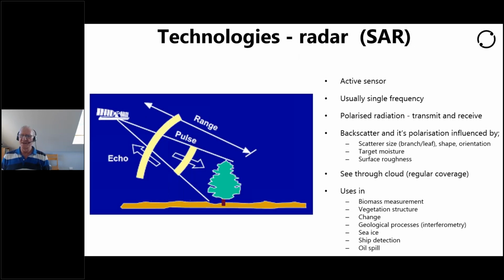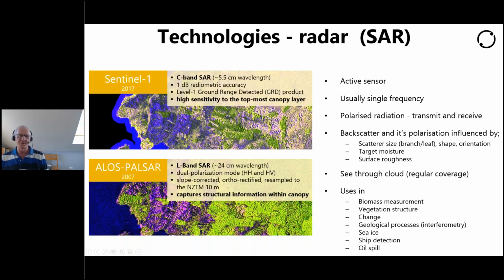This is an active technology where we send out a pulse of radar energy to the target, and it interacts with the target and gets scattered back to the sensor here. Usually on any one platform, it would be a single frequency radar, but different frequencies are used, and I'm showing two examples here, one from Sentinel-1 using shorter wavelength C-band, and another one from ALOS Pulsar using longer wavelength L-band.